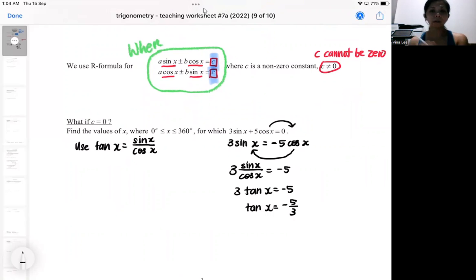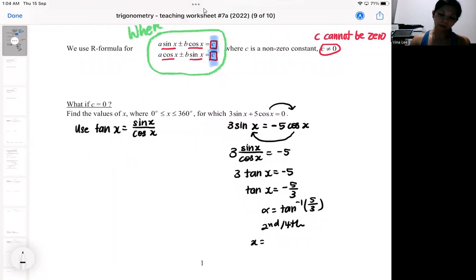Initially you start off with two trigo functions, sine and cosine. After using the tangent formula, I get a single function. That's where I can do my basic angle. Remember to ignore the negative. Then I can do my ASTC, and then I can find my two answers. So if it's equal to 0, I will not be using the R formula to reduce to a single function. I can simply use the tangent formula.